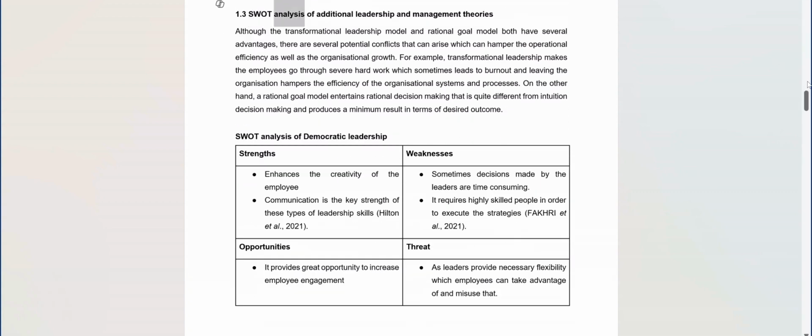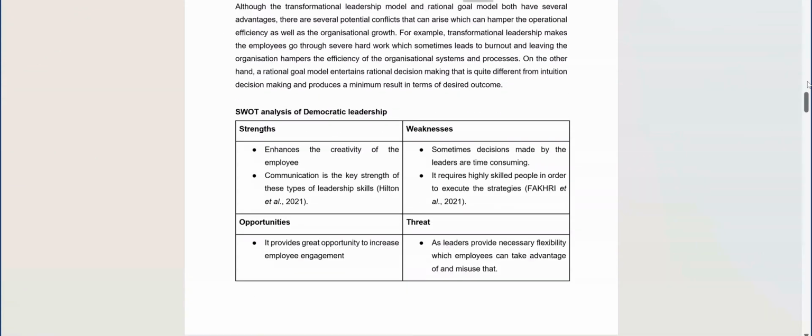1.3 SWOT Analysis of additional leadership and management theories. Although the transformational leadership model and rational goal model both have several advantages, there are several potential conflicts that can arise which can hamper the operational efficiency as well as the organizational growth. For example, transformational leadership makes the employees go through severe hard work which sometimes leads to burnout, and leaving the organization hampers the efficiency of the organizational systems and processes.